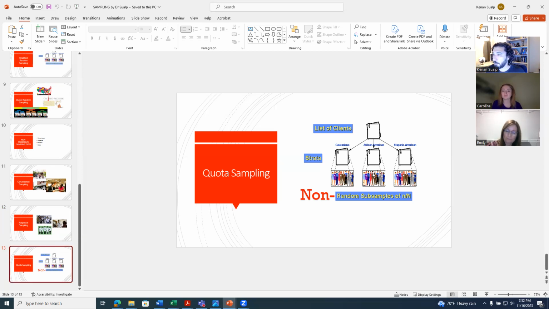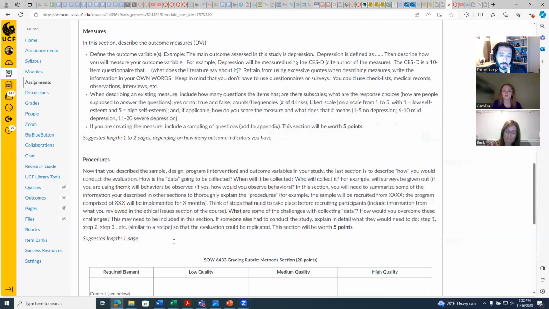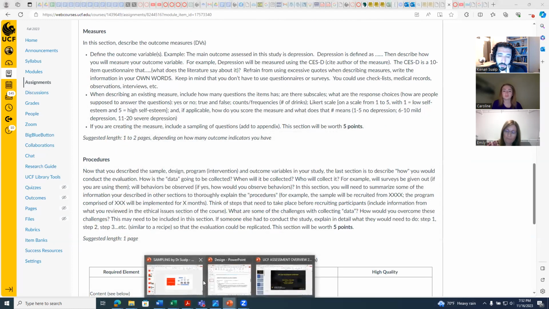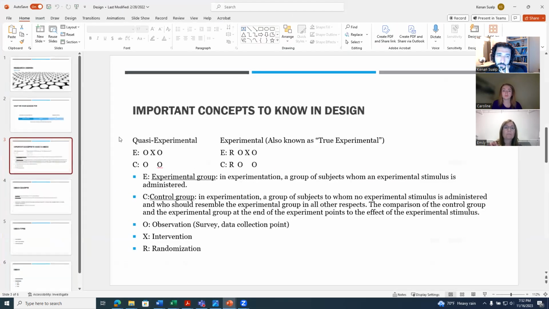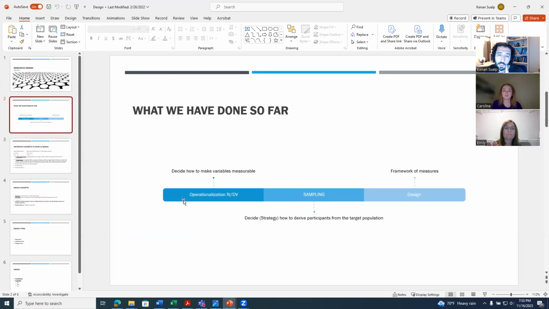Now that was for sampling. Now let's talk a little bit about research design, and then we can conclude tonight. For research design, I will talk about a few group designs. Again, let's look at the chart, what we have done so far. So we passed the independent variable, dependent variable distinction, in terms of the previous module.